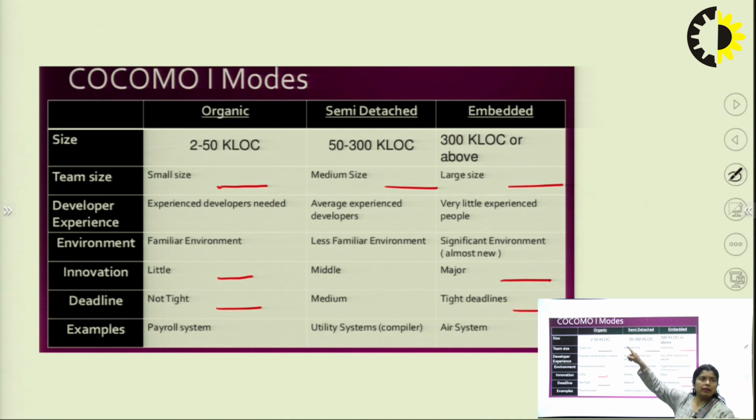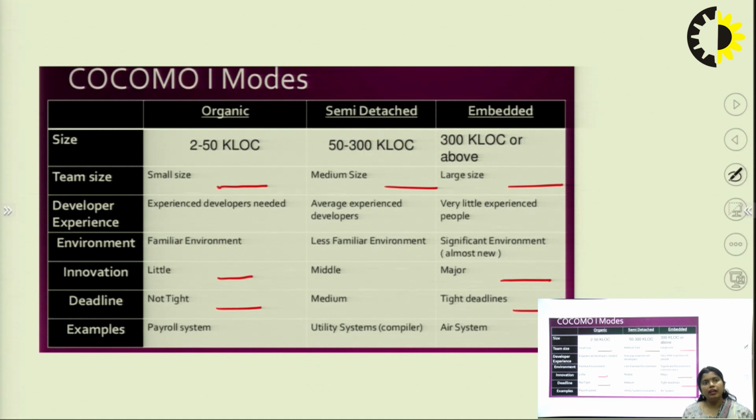With this particular table, we can see what the organic, semi-detached and embedded models are. These are the key parameters: the size and the team size. The size of the project can be estimated by the lines of code, and generally because there are so many lines in a project, it can be expressed in units of kilo lines of code. Kilo means 1000 lines of code.